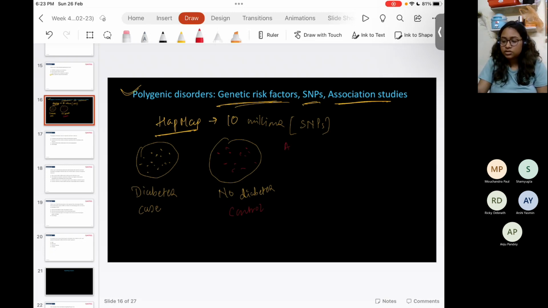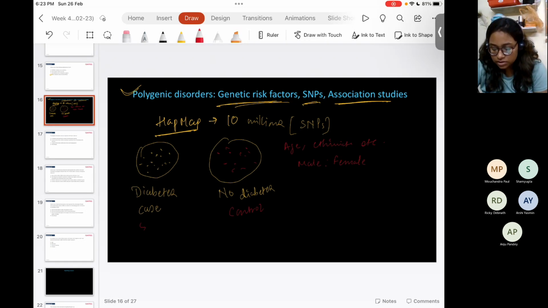Rest, the age, the ethnicity, etcetera, are all similar. Even the male to female ratio is similar within the groups. So people try to see what SNPs are present in the case group, and whether these SNPs are present in the control group or not. This type of study is called an association study, and it is a statistical method.